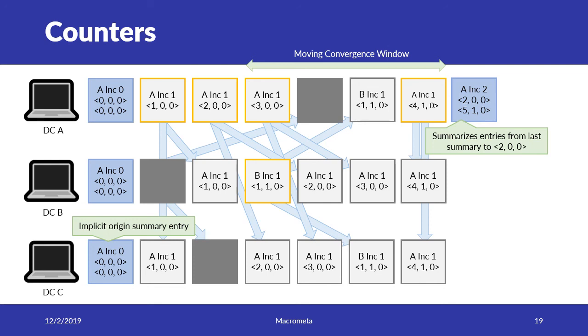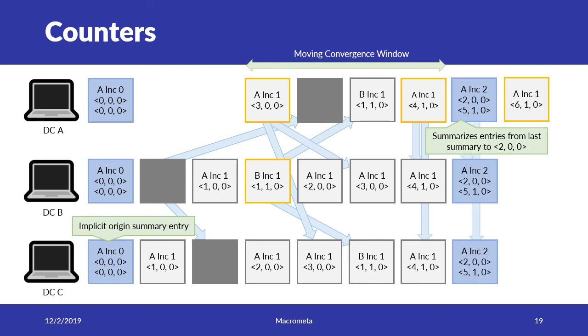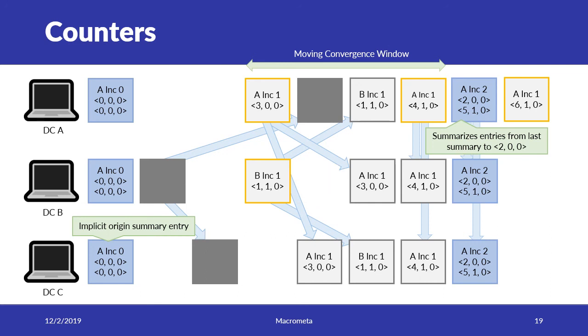Now, once this summary is written to the log, we can remove the garbage from the log that the summary captures. Once that garbage is removed, we can propagate that summary to the remote data centers. When they receive the summary, they know that all of the updates for A that are prior to a particular logical clock can be removed from their logs as well, regardless of their position.